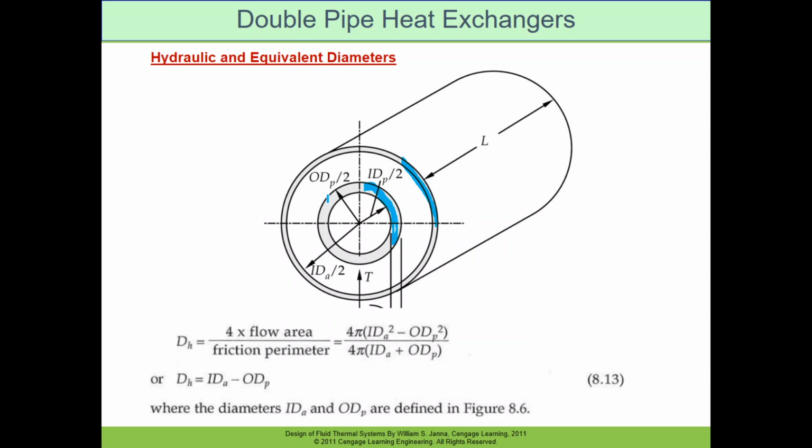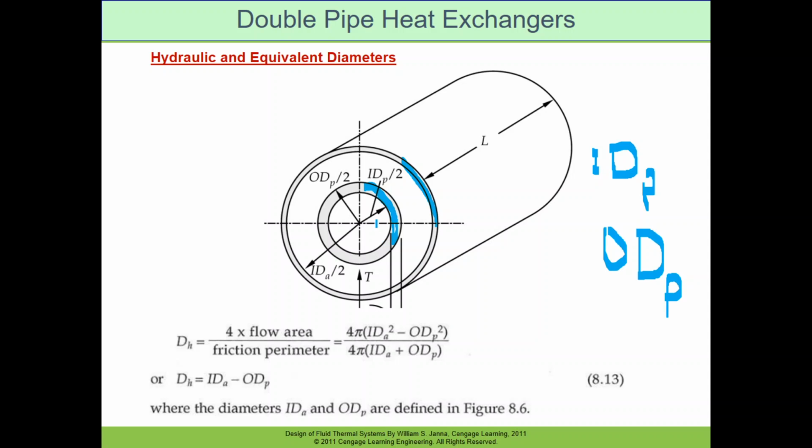For the inner pipe we have two diameters: the inner diameter of the pipe and the outer diameter of the pipe. Similarly, for the outer annulus we have the inner diameter of the annulus and the outer diameter of the annulus. When we talk about the flow inside the pipe, what is the hydraulic diameter, the characteristic diameter, for this pipe? The hydraulic diameter of this pipe is the same as the diameter.